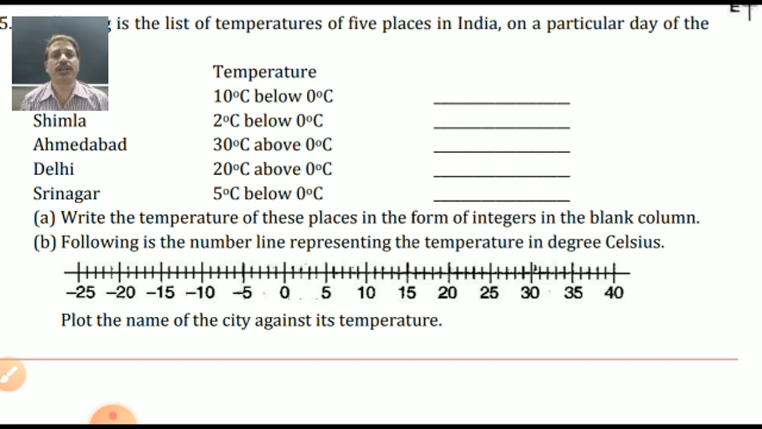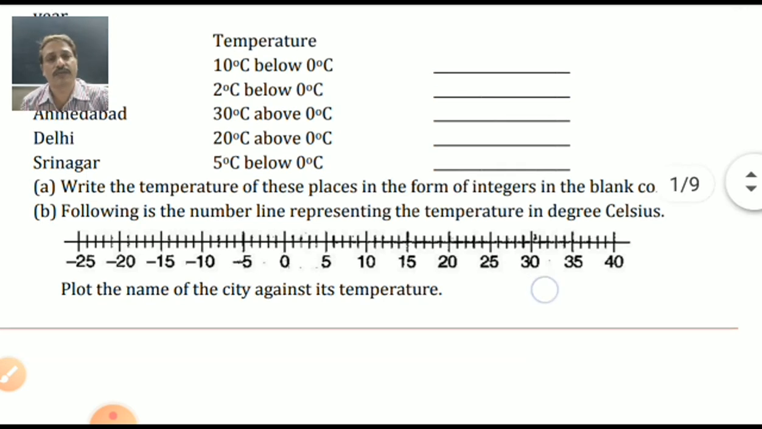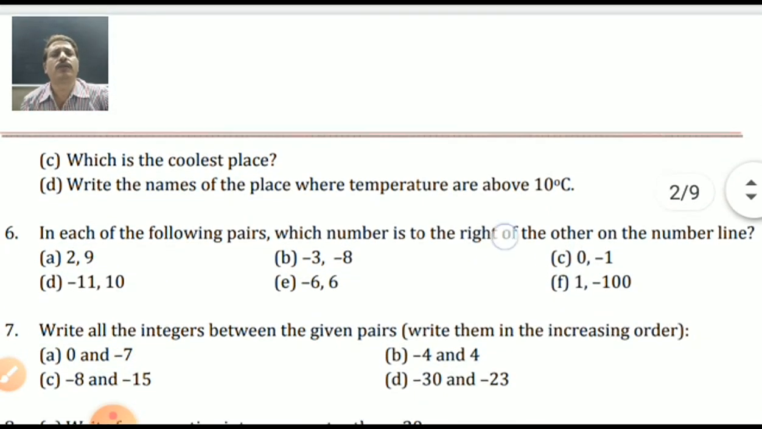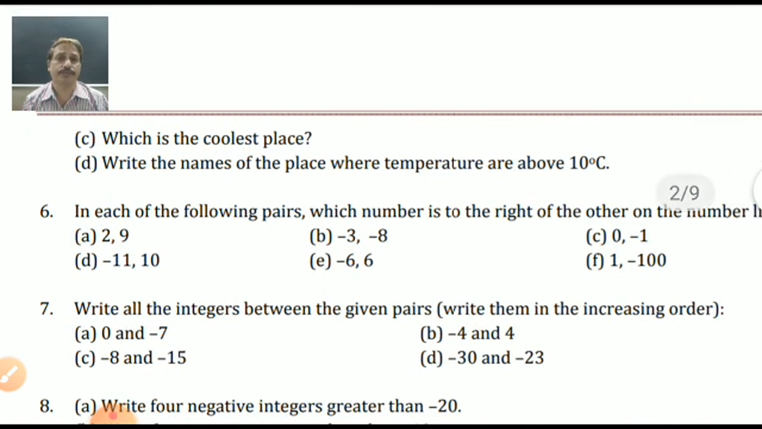Plot the name of the city against its temperature. Yes, very good, students. Here all the numbers are written. Up to 40 positive and up to minus 25 negative numbers are there. We can write it here in our solutions. Look at here, which is the coolest place? Coolest means which has the less, below 0 degree temperature. More, it's the coolest place. Minus 10, no, minus 20 is the coolest. 20 and 10. 20 is the coolest.